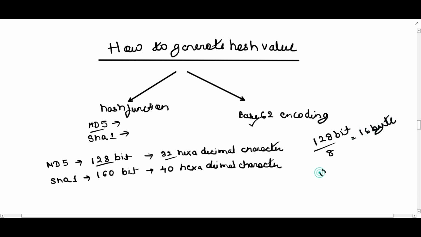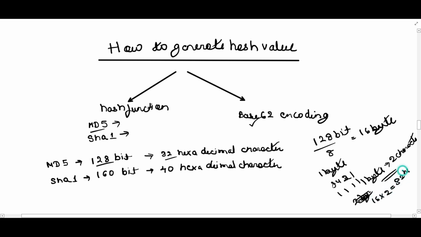And one byte, if you see, one byte will be used to generate two hexadecimal characters. So if we have 16 bytes, it means 16 into 2, so 32 hexadecimal characters will be generated.